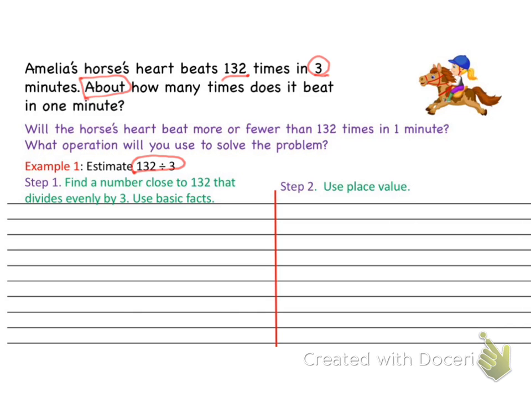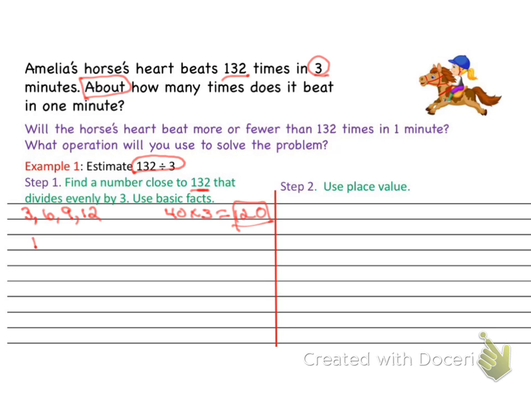I need to find a number that's close to 132 that divides evenly by 3. Well, I can write my multiples of 3: 3, 6, 9. It's going to take me a long time to get to 132, so I'm going to have to start thinking here. I know the next one is 12, and that would be 4 times 3 gives me 12. So 40 times 3 must give me 120. And that's a good number for us to work with, 120.